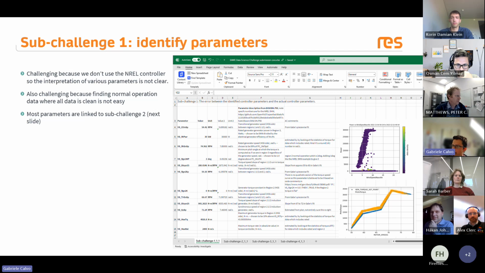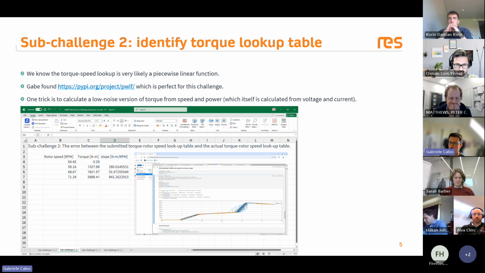The first sub challenge was, as we saw, identifying the parameters. So 1 and 2 were essentially trying to find those parameters. The way that we solved it was to use only the electrical torque and electrical power. We saw that it was cleaner and easier to work with, so we decided to use that.